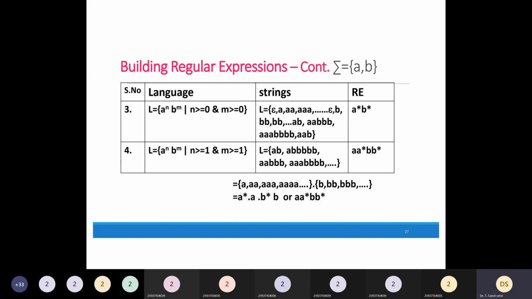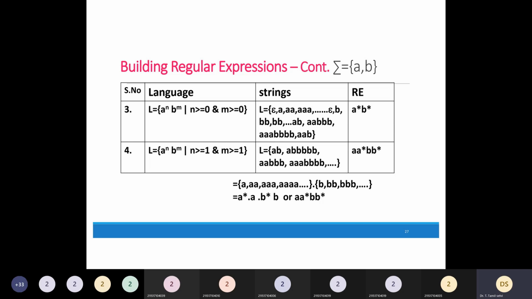And then the third example: a power n, b power m, where n is greater than or equal to 0 and m is greater than or equal to 0. We know that if it is greater than or equal to 0, the first string should be epsilon, which is nothing but the null string. Here there are no other conditions for the variables n and m. You can apply any values to n and m, but the initial value should be 0, which means the first string is epsilon.